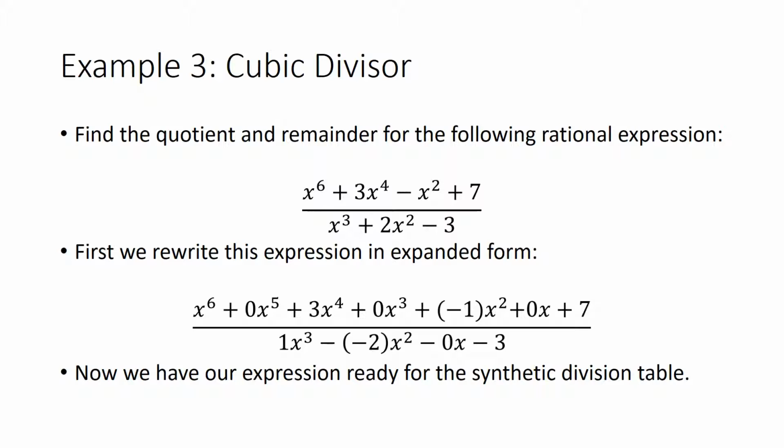So when we write this rational expression in our expanded form, we have this: x to the sixth plus 0x to the fifth plus 3x to the fourth plus 0x cubed plus negative 1x squared plus 0x plus 7, all of that divided by 1x cubed minus negative 2x squared minus 0x minus 3. We have now fit the form to build our synthetic division table.